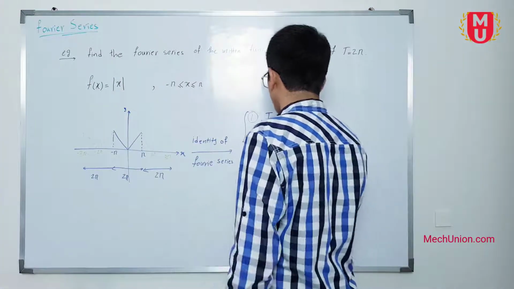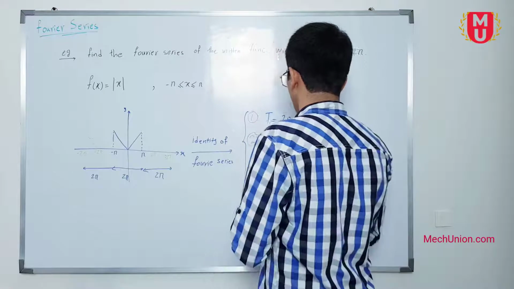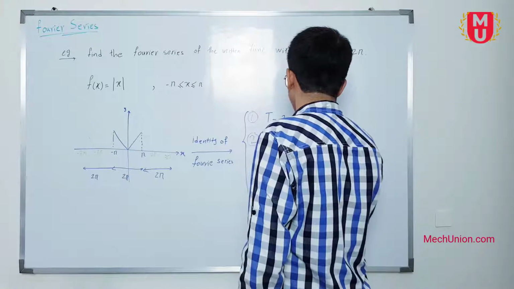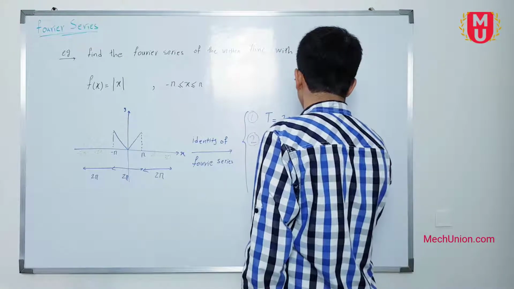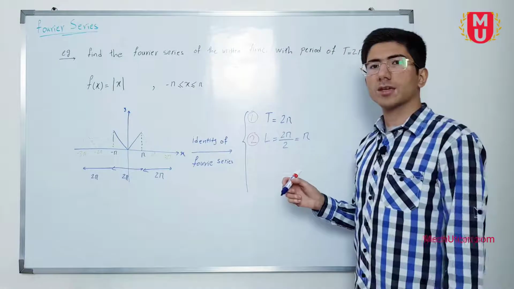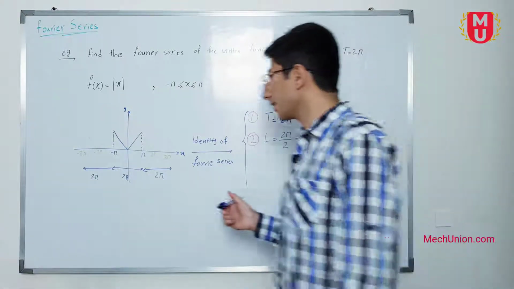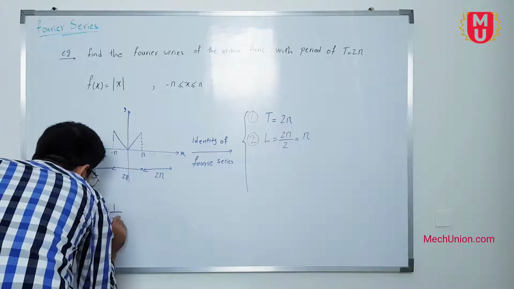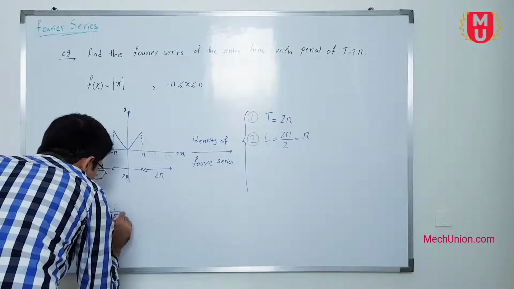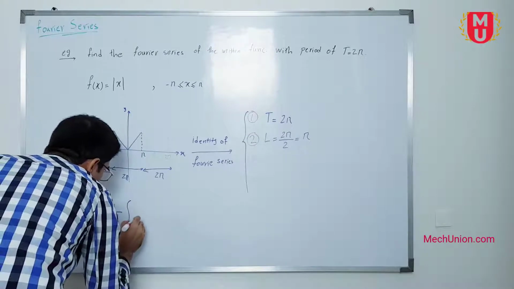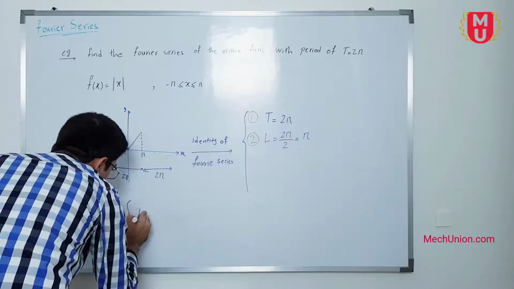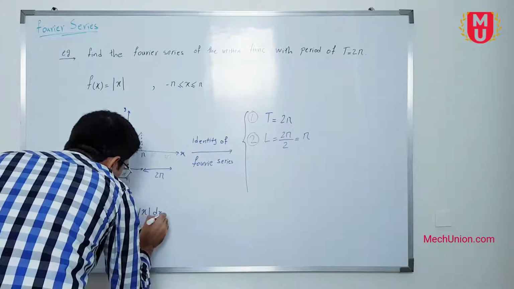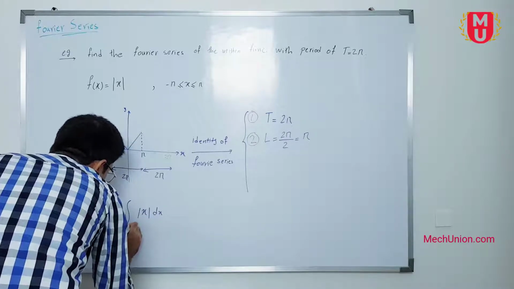As the second one, we should write down the L. L is 1/2 of T. 2 pi over 2 equals pi. For the next step, we write down the A naught. A naught equals 1 over L, that is pi, integral of f(x), that is absolute of x, dx, from minus pi to pi.